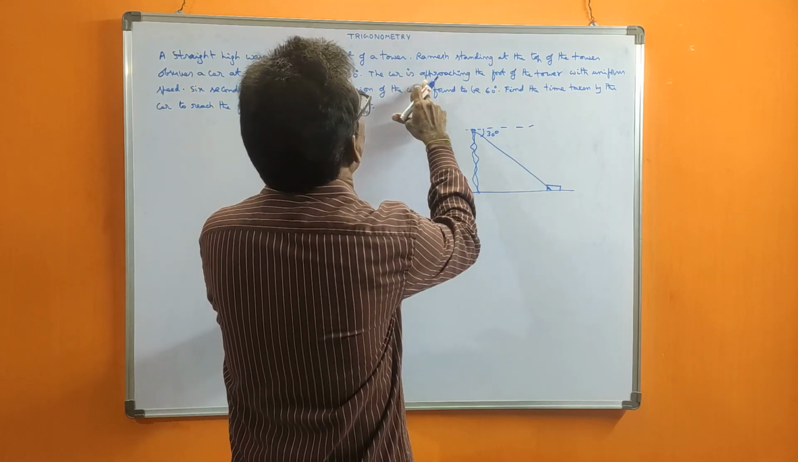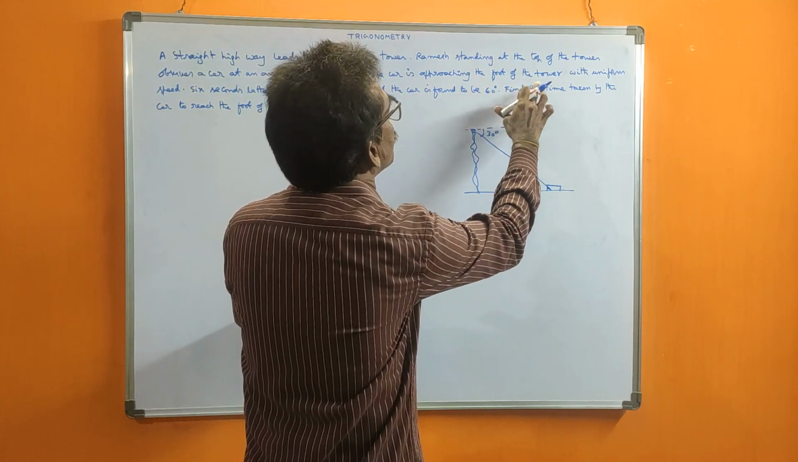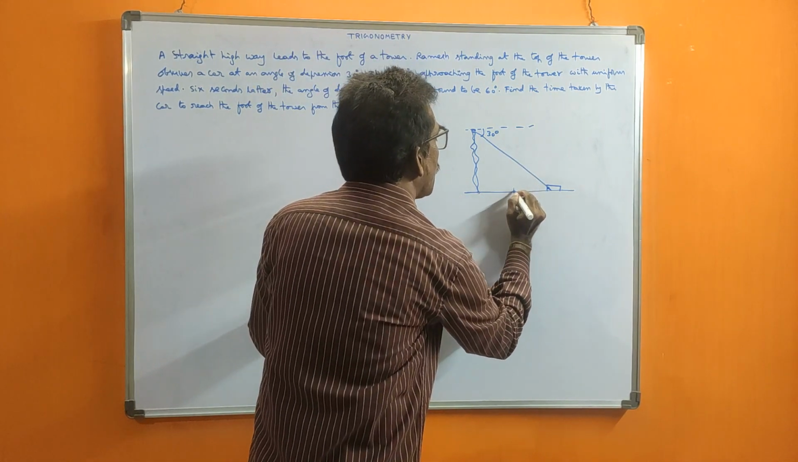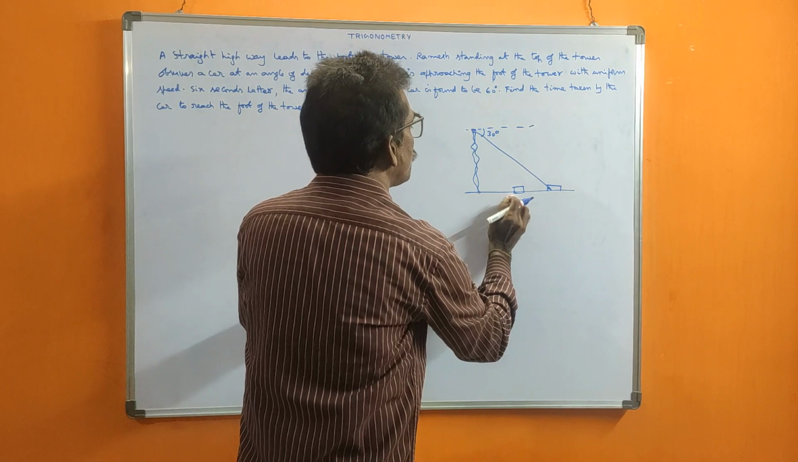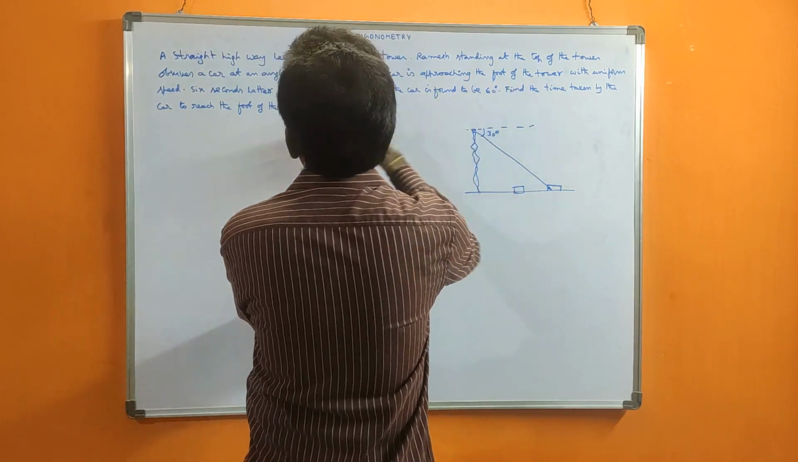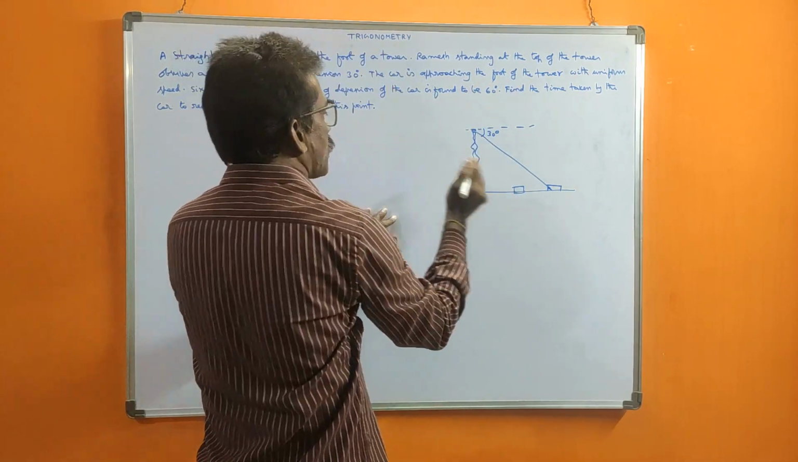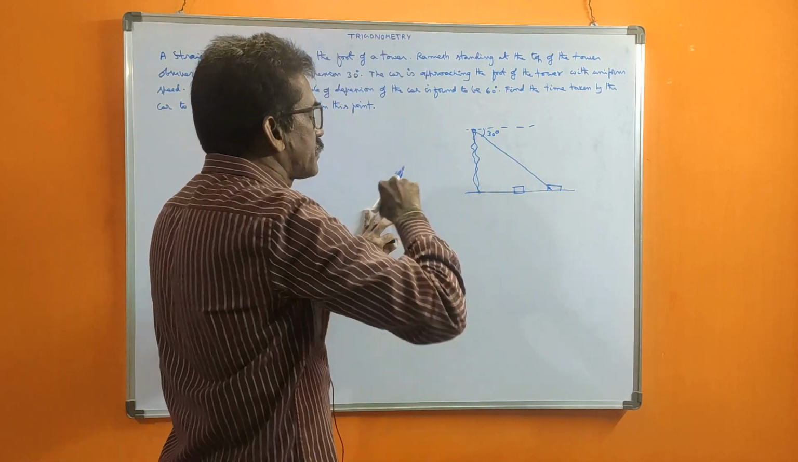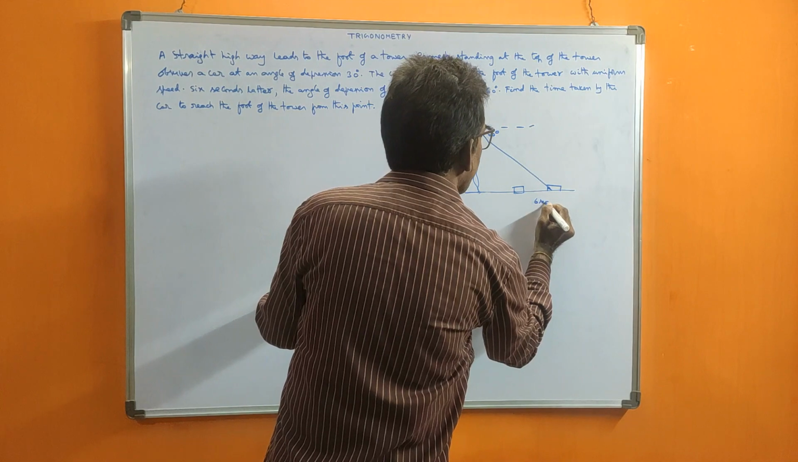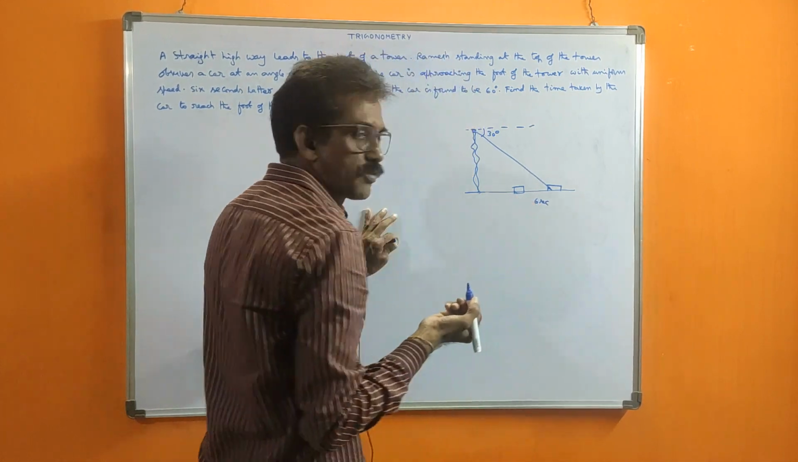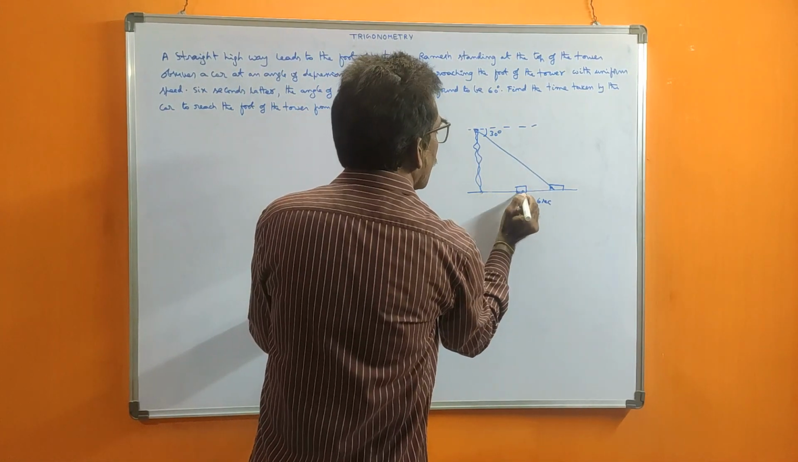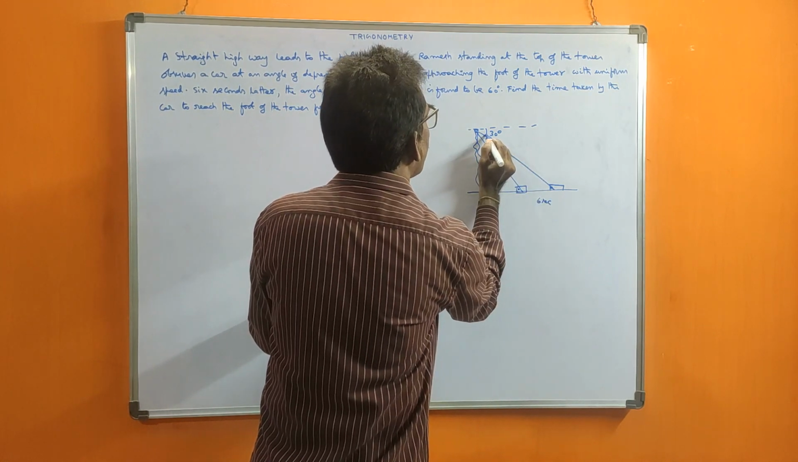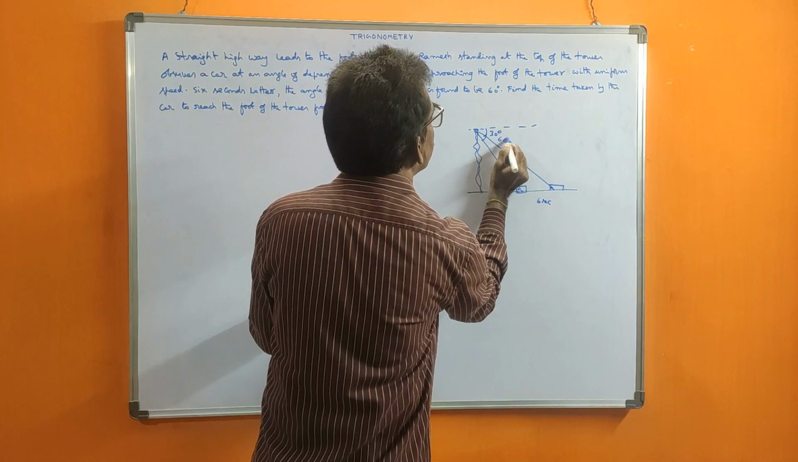Okay. The car is approaching the foot of the tower. That means the car is moving towards the foot. So after some time the car will move like this now with uniform speed. What he observed means 6 seconds later. First he observed with angle of depression 30 degrees. Within 6 seconds, it is moving some distance that we don't know. But at that time, again the same point he observed angle of depression 60 degrees later.